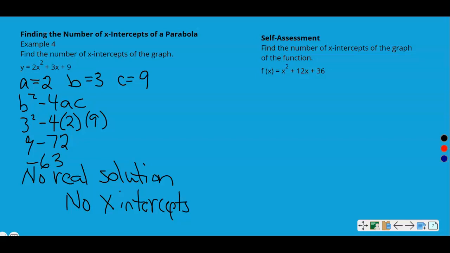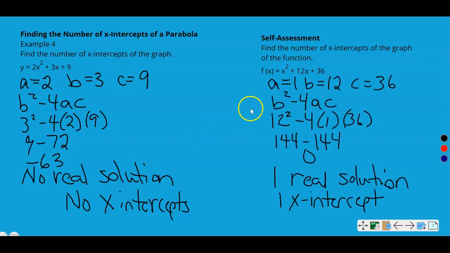All right, the self-assessment: find the number of x-intercepts. So I want you to pause the video, take time to do this, and then come back to see if you got it correct. All right, first determine your a is 1, b is 12, c is 36. Plug it into b squared minus 4ac, and then you simplify and you get 0. When you get 0, you know that if your discriminant equals 0, you have one real solution. That means the number of x-intercepts on the graph would be 1 x-intercept.